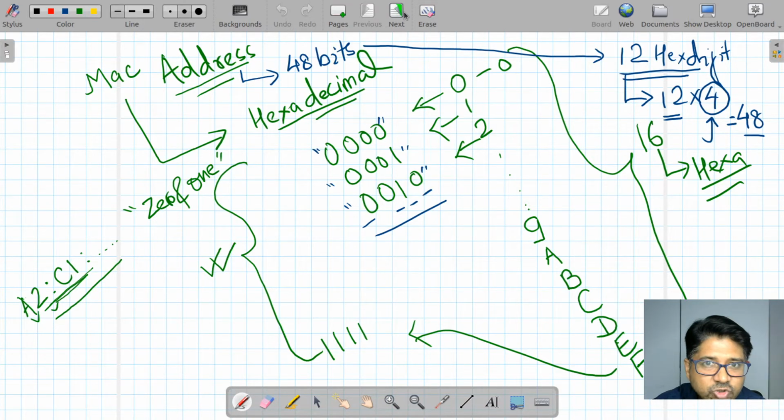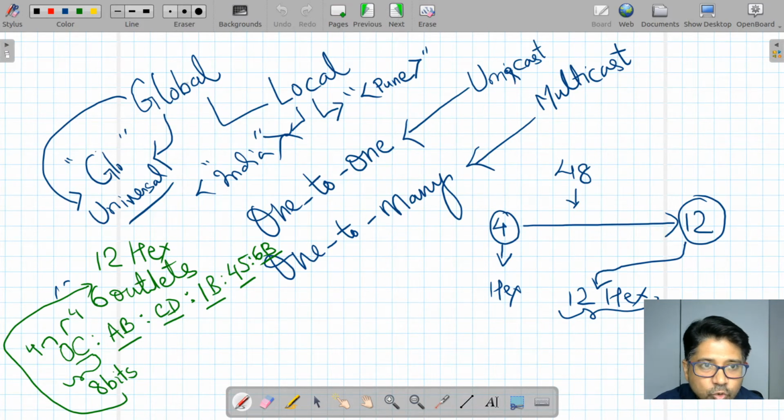Next slide, I taught you what we mean by global. Global is nothing but globally universal, that's global. Local means local to the organization, local to the specific environment, or local to the administrator. Now unicast is nothing but one to one. Multicast is one to many, we know that.